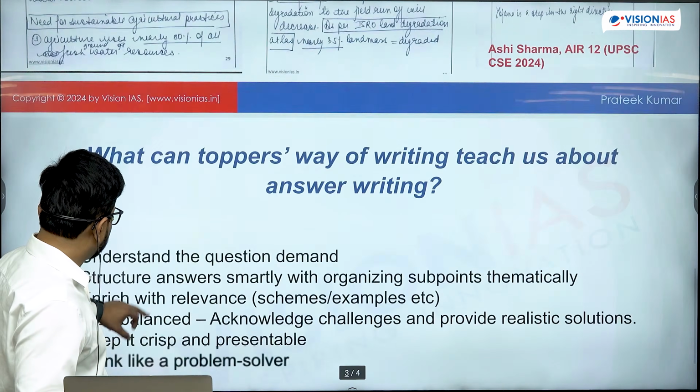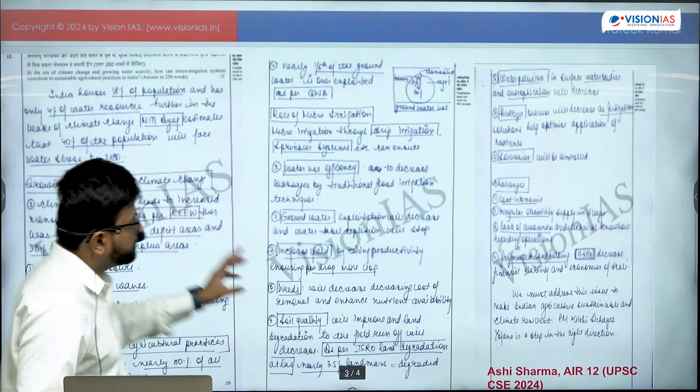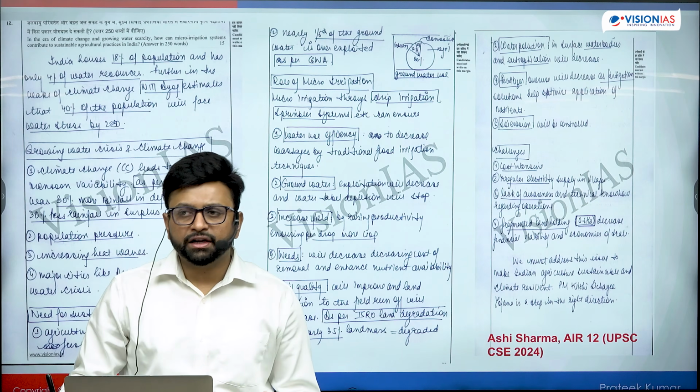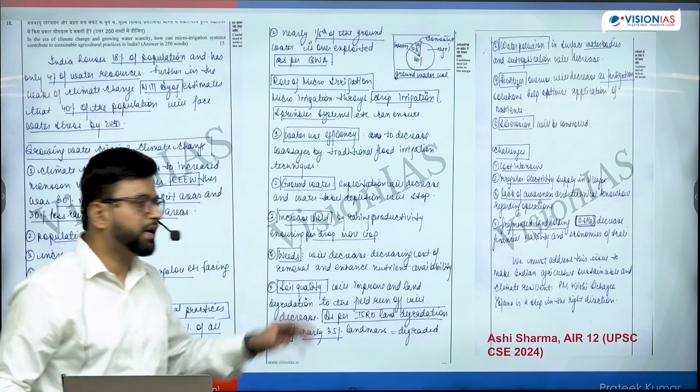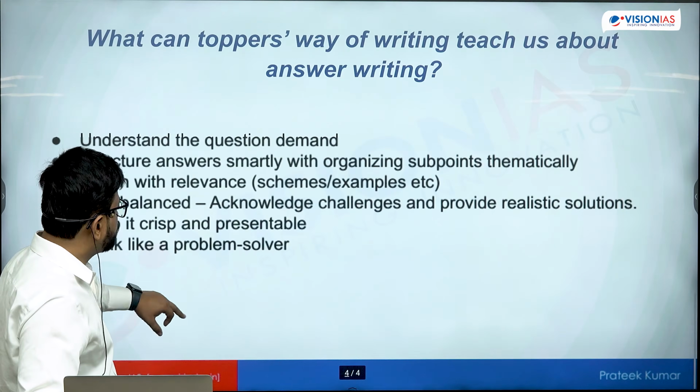And finally, with regard to a problem solver, she has also provided that despite the challenges, there's also a solution in hand. So she has alluded to the fact that for addressing these challenges, we have a scheme in place, okay? So this is how you analyze a topper's copy.